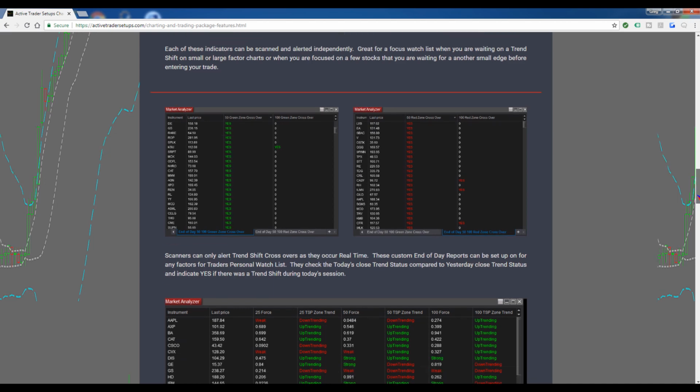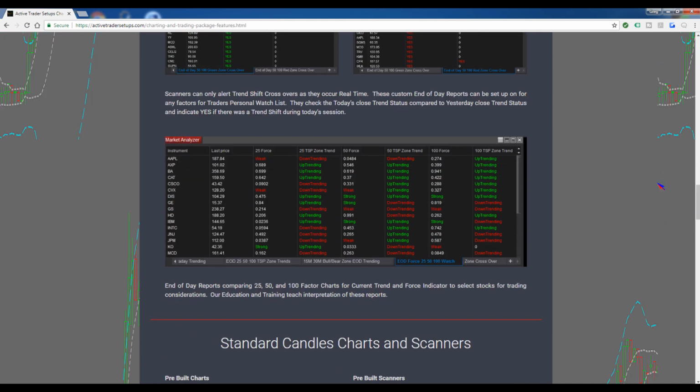There are other reports that you can pull up. This breaks down the 25 force factor and tells you if you're in a downtrend or an uptrend, according to the red and green line. That's a trend shift pivot zone trend. Is it uptrending or downtrending? This particular one will load the symbols in and give you the strength of them. They're downtrending, they're uptrending. Here's a weak 50 force in an uptrending stock.